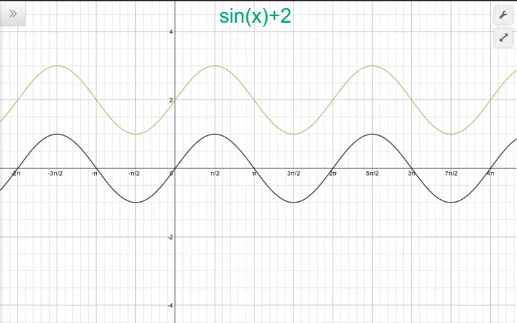The next graph we're going to look at is the sine of x plus 2. The black one there is the original sine function. The green one is the one that has been shifted up by 2.